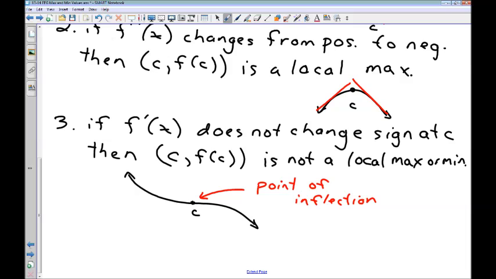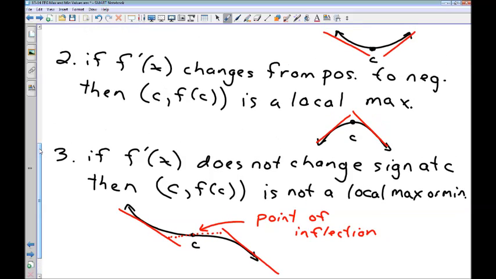But this is a point where if you look right at point C, you can imagine drawing a tangent there that is horizontal, but on one side of C, the slope of the tangent is negative. On the other side, the slope of the tangent is negative as well. So because the derivative doesn't change sign at C, this is not a local maximum or local minimum. So that's the first derivative test.